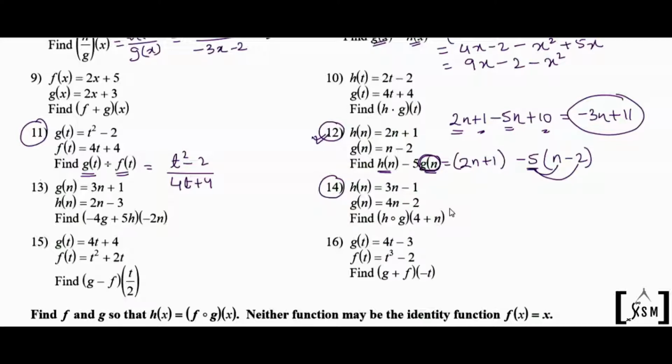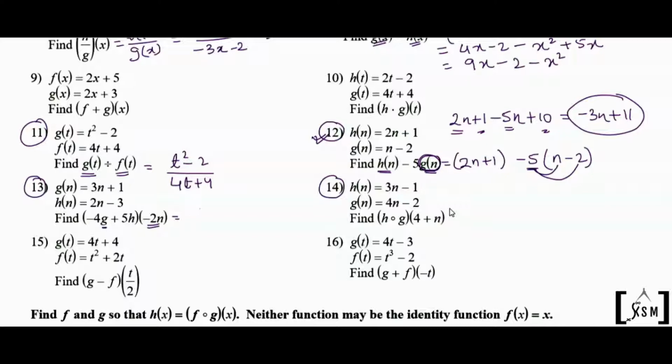Let's try question number 13. The question is saying g(n) function is given, h(n) is given. We have to find minus 4 of g plus 5h, bracket minus 2n. Please understand, this minus 2n will be put into the g function and into the h function. This is not a multiplication of bracket, guys. g is a function, so I will treat it like a function.